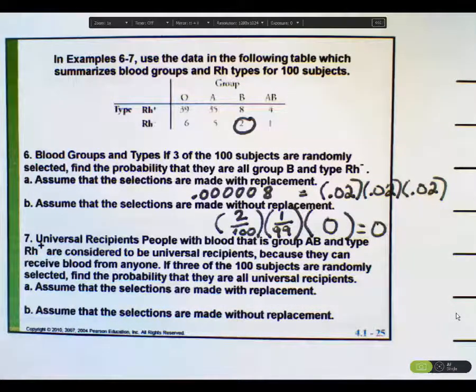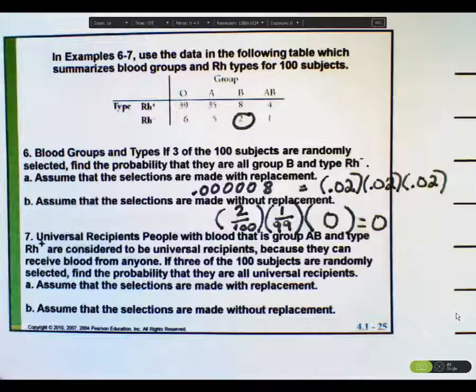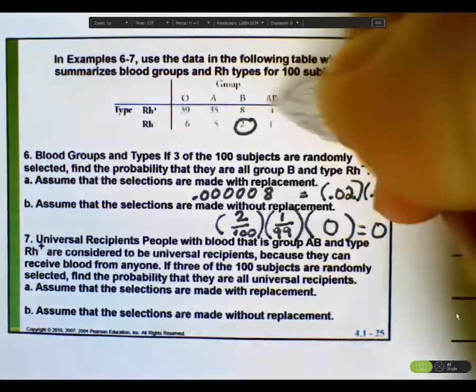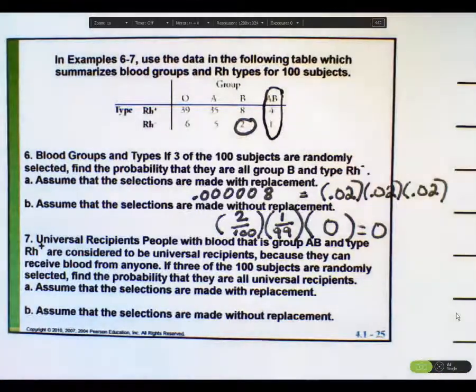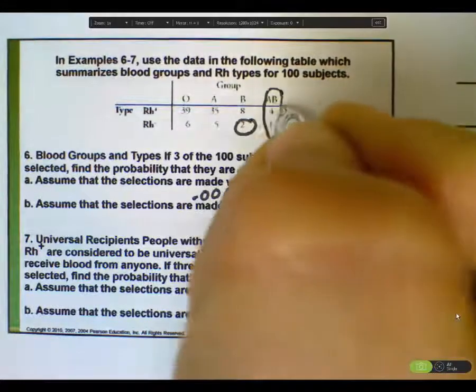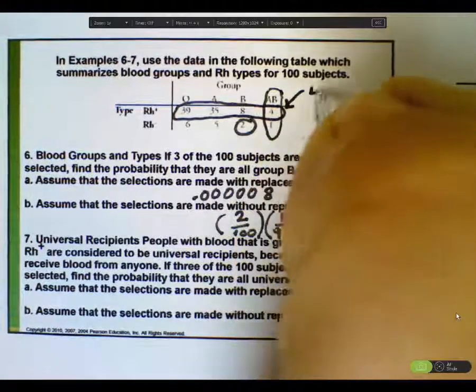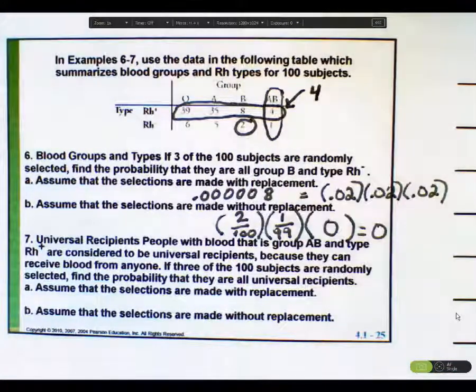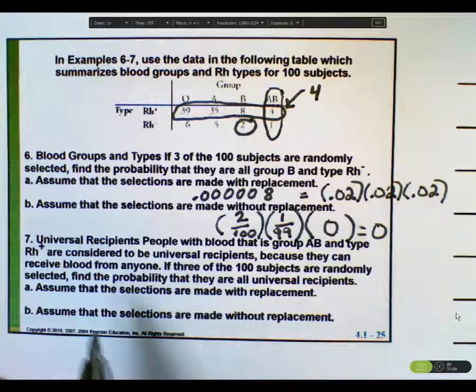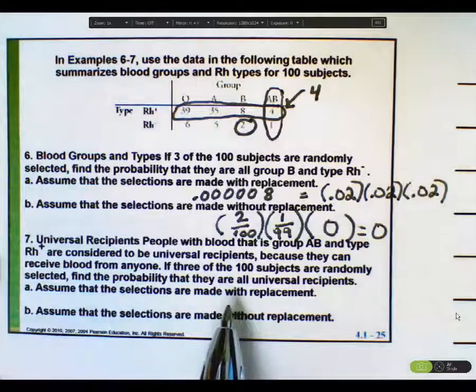Well, how many universal recipients did we have on that table? Group AB, that's these 5, and Rh positive, that's all of these guys. So only 4 in the group are both group AB and Rh positive. If I put all 100 names in a hat and draw out 3 and assume the selections are made without replacement, what's the probability that all 3 are universal recipients?